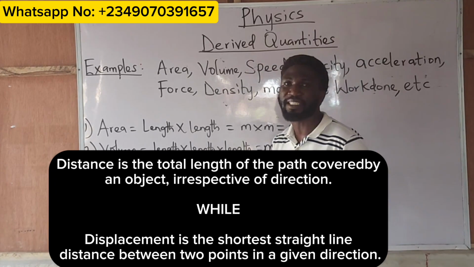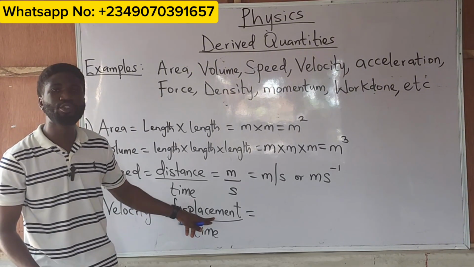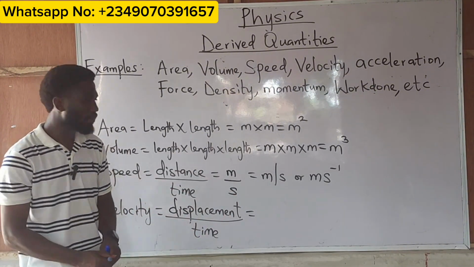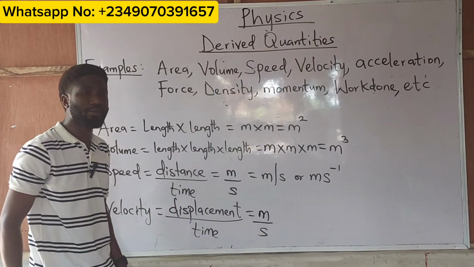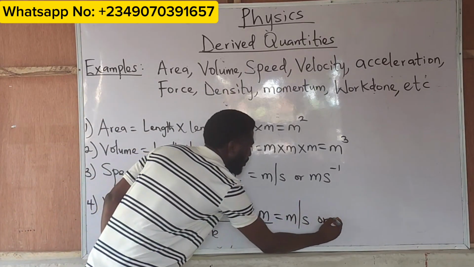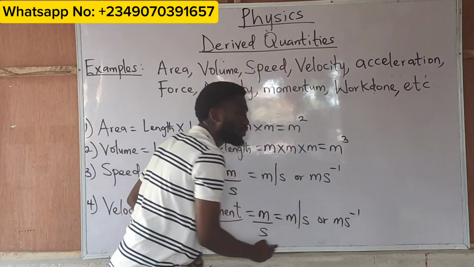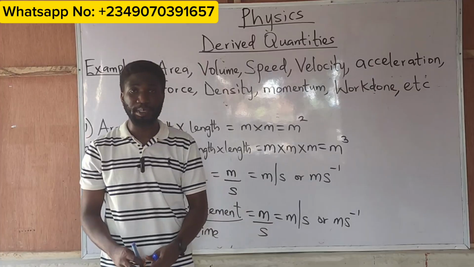Distance and displacement are in the form of length. Displacement too has its unit to be meter. Meter over seconds. So we can say that this is meter per second, or ms raised to power minus 1. I believe we are getting it.